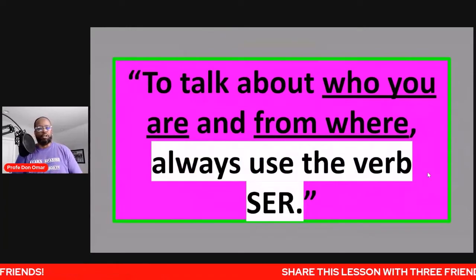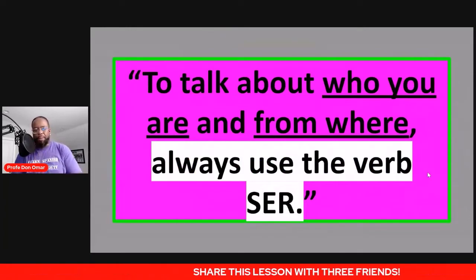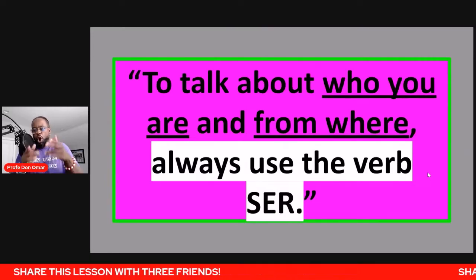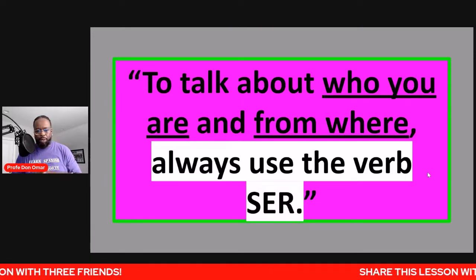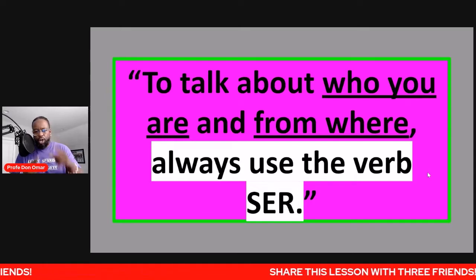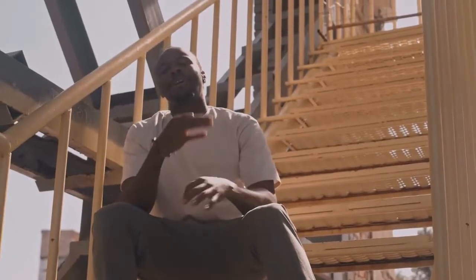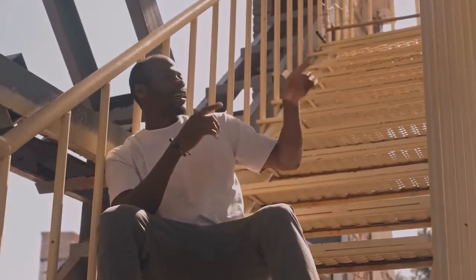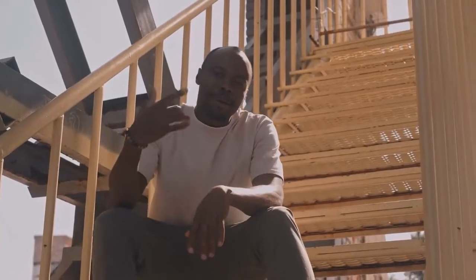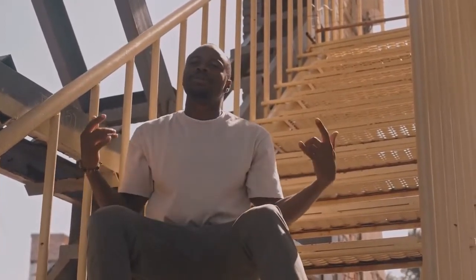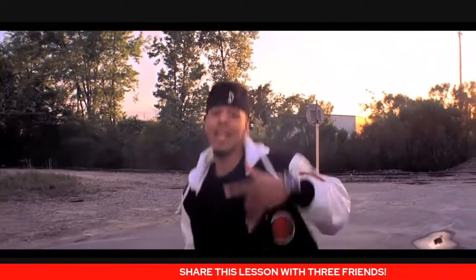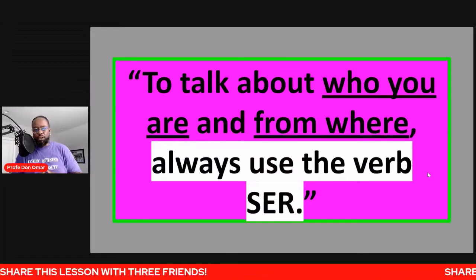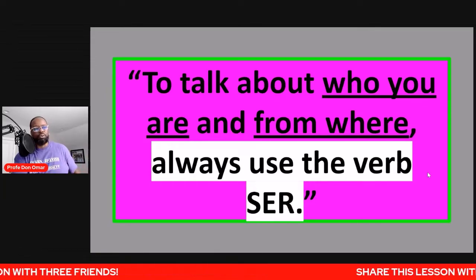More bars right here for you, ladies and gentlemen. Dropping them on you on a Monday afternoon to talk about who you are and from where. Always use the verb ser. To talk about who you are, right? Describe yourself. And from where. Always use the verb ser. I'm talking about where I'm from, right? Soy de Fayetteville, Carolina del Norte, right? To talk about who you are. Soy Profe Don Omar, right? There you go. 2 examples right there.